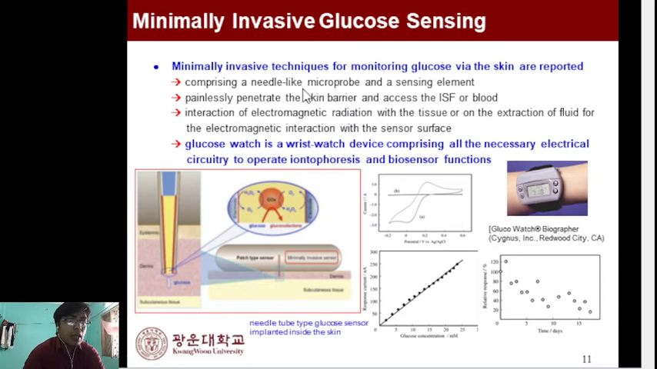Another type of glucose sensor is the minimally invasive one. Here we see a needle-tube type sensor. The focus is on the sensor patch, and this red part is also the sensor. Actually, with this type of sensor technique, glucose monitoring via the skin is reported.